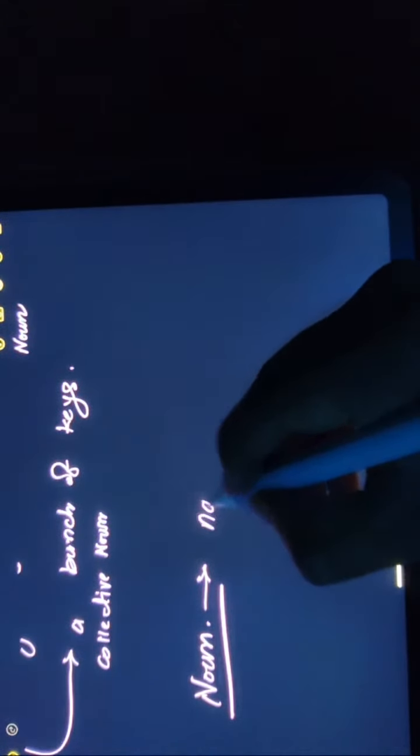Now I hope it makes sense. So first of all, let's understand noun. I already explained these things. Something that you can name, okay? Something that you can name becomes a noun.